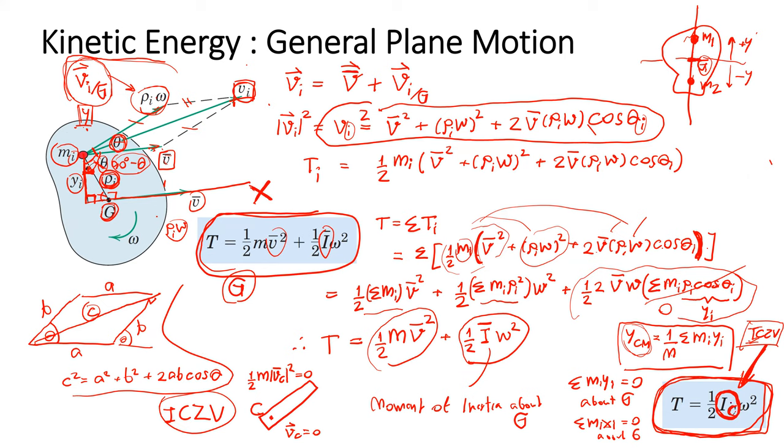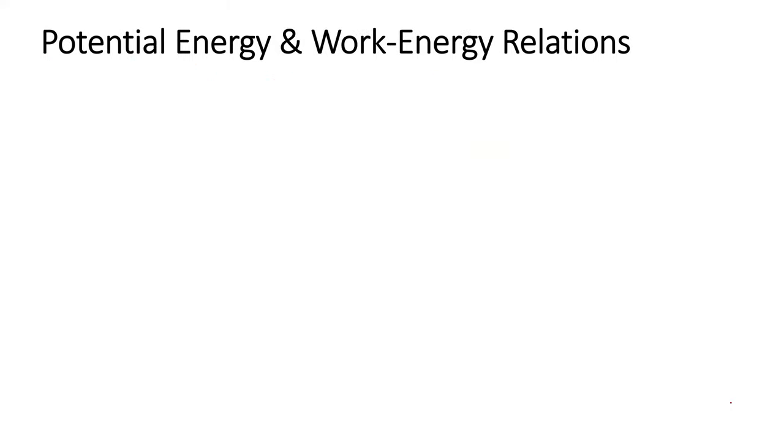Okay, so a review of the potential energy and work-energy relationship. Before that, if we talk about the work of force and work of couples, the work done by a non-conservative force is equal to the summation of the force vector dot product with dr.